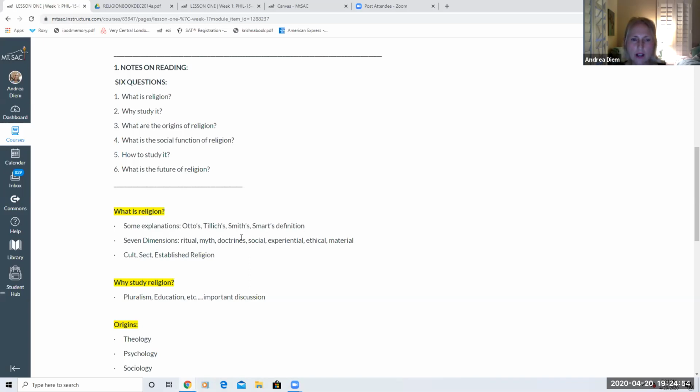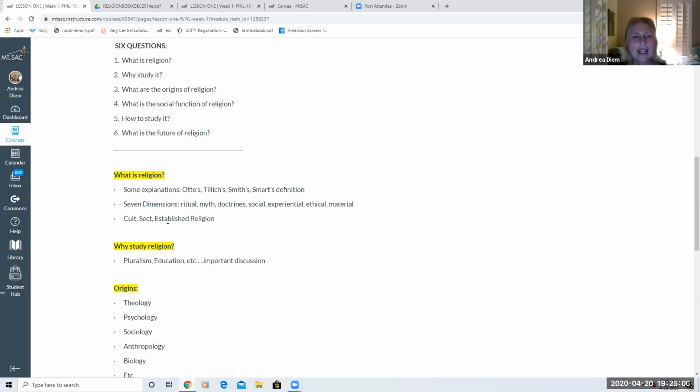And Ninian Smart's definition is a really good one. It shows religion's alive and active, which touches into Smith's idea, and it shows that there are all these different parts to it. Now, I have here cult, sect, and established religion. An established religion is a religion that's gained credibility in mainstream society. A sect is a breakaway group from an established religion, and a cult simply means a new religion. All religions really start as a cult, either new or breakaway. And then in time, when they gain acceptance in society, they are viewed as established religions.